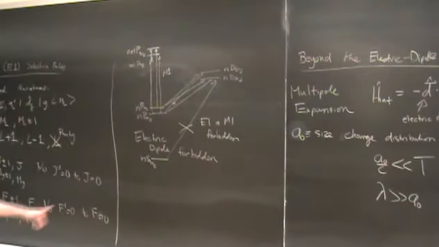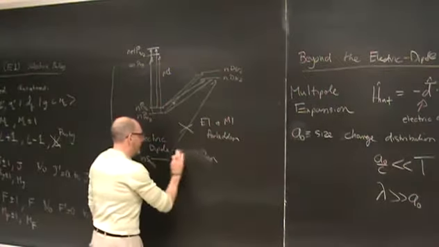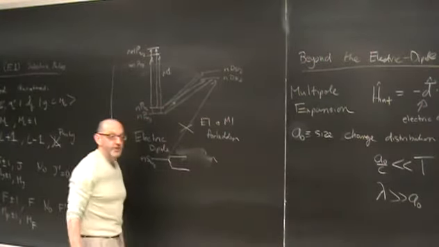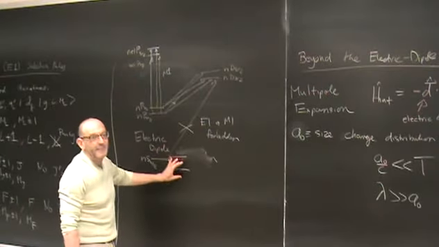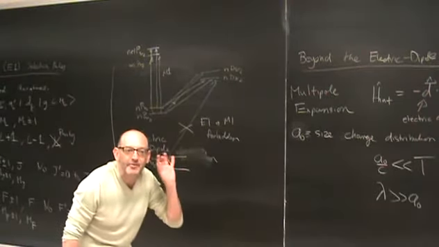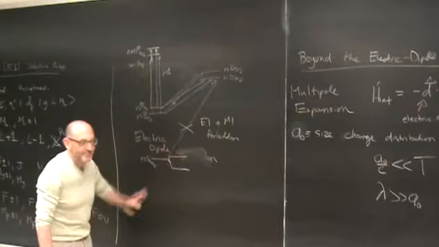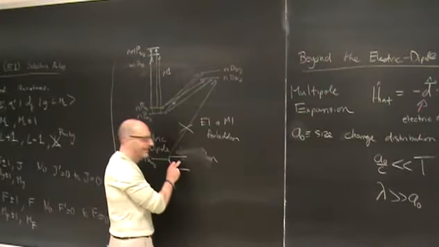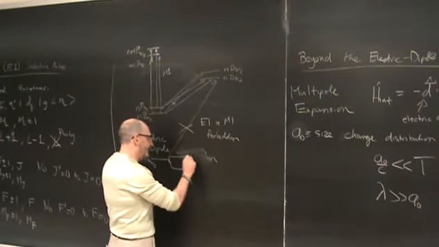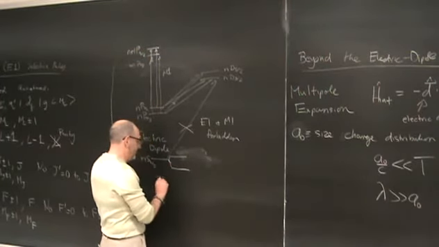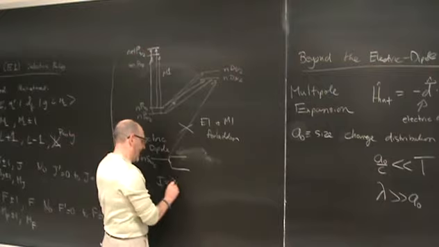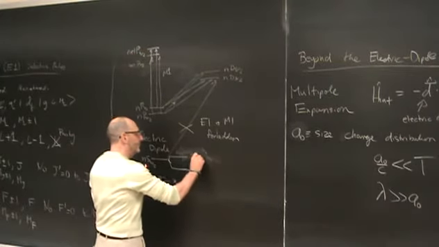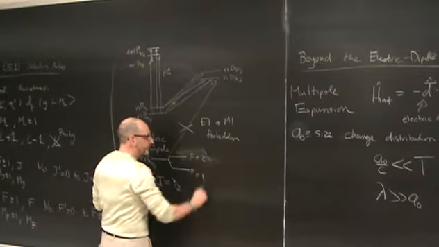Other example, let's say now I put in the hyperfine structure. Let's say that the spin of the nucleus was 3/2. So then I can have an F equals 2 and an F equals 1.